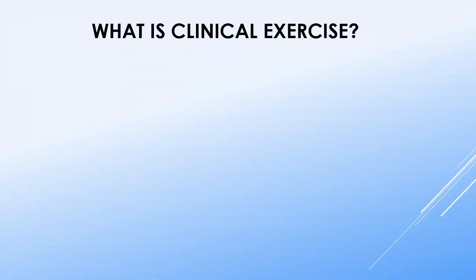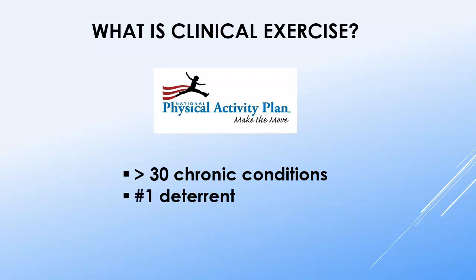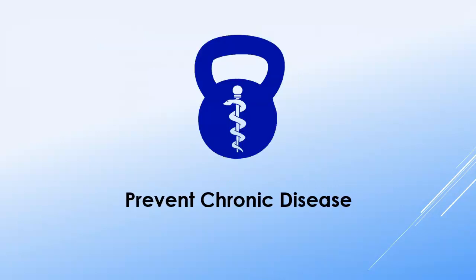But what is clinical exercise? Well, physical activity is defined as any bodily movement produced by voluntarily contracting skeletal muscle that results in energy expenditure above a basal level, and it can positively affect over 30 chronic conditions, making it the number one deterrent of chronic disease in primary and secondary prevention. Therefore, the main goal of clinical exercise in the healthcare continuum is to prevent the onset of chronic disease.